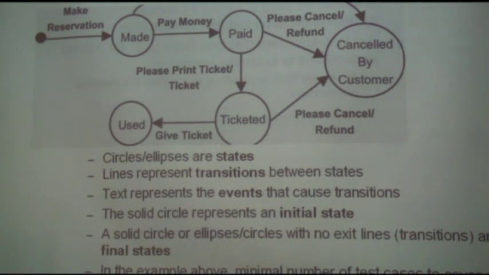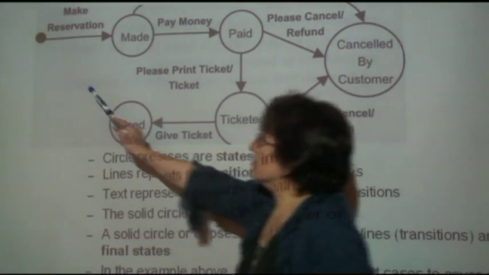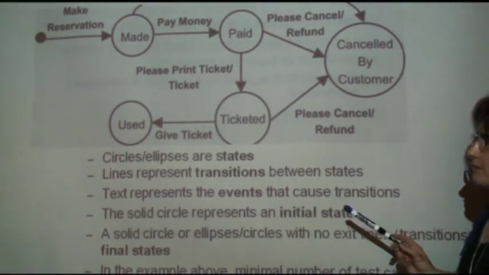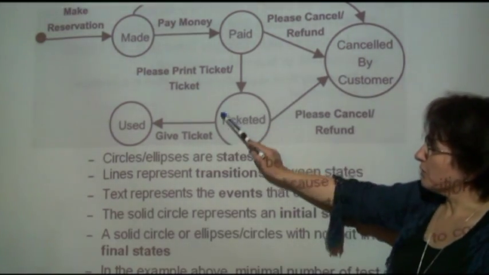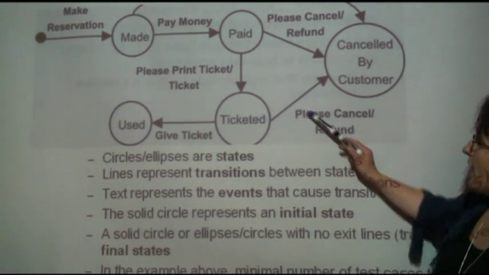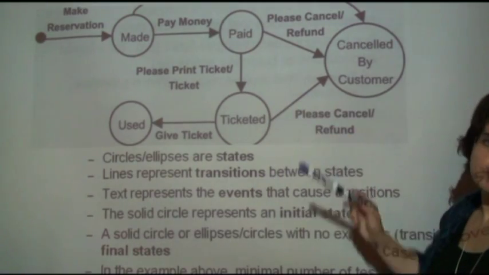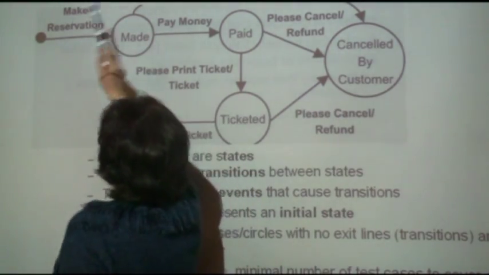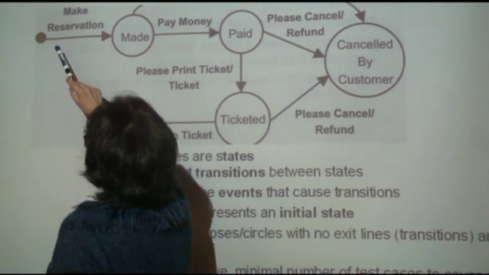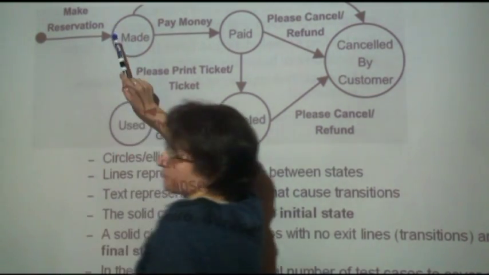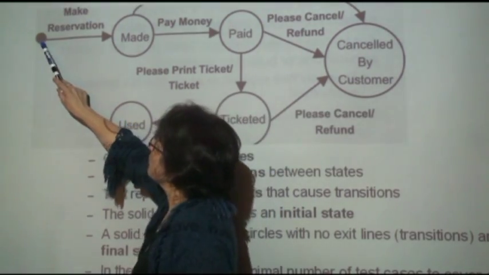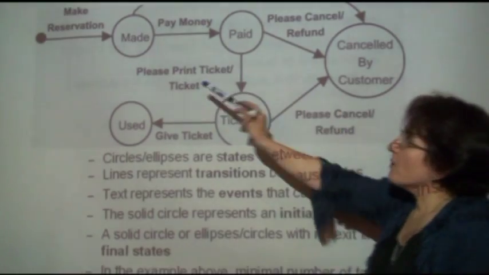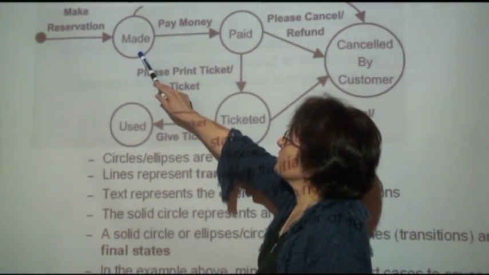You start your diagram with a starting point, which is this black dot here. And this diagram is written in terms of applications. So these circles are states, and these lines are transitions between the states. So when you start your testing activity, you need to make a reservation. So your reservation goes from null point, 0 point, to the made state. You make a reservation, your reservation goes into made state.